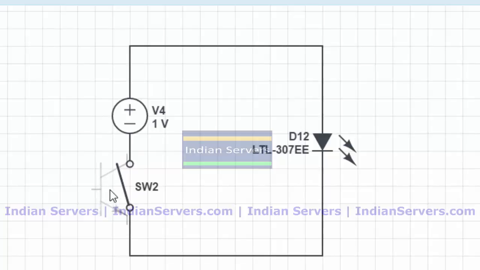So I'm replacing this switch with the transistor. We already know that every transistor will have 3 terminals: emitter, base and collector. Initially the resistance between emitter and collector will be high and it will act as an open switch. So the current will not flow from emitter to collector. So here I'm going to show you the equivalent diagram for the emitter and collector.